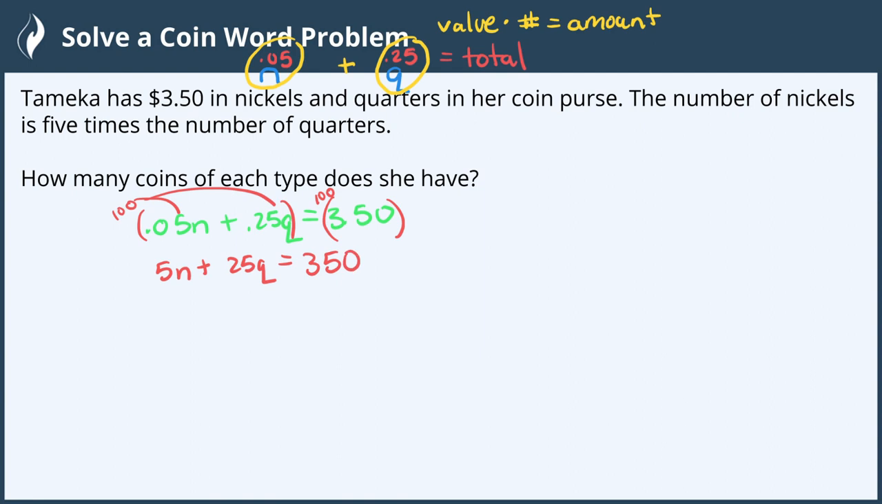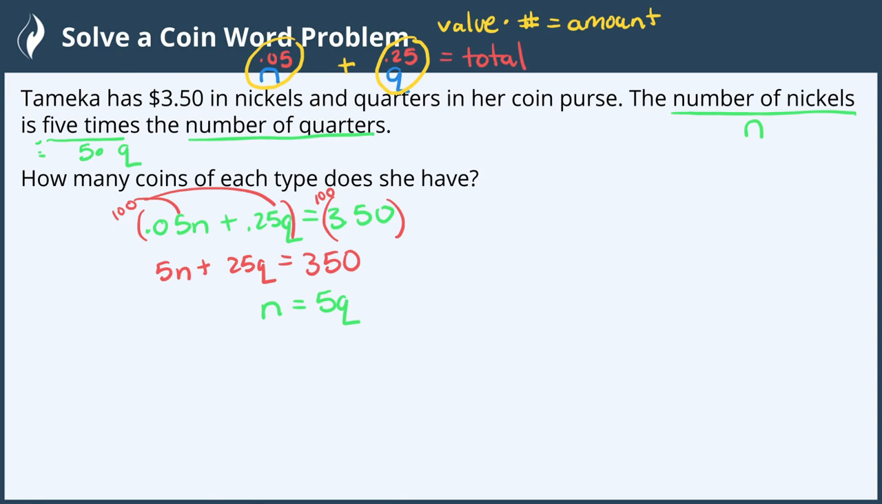Now let's read the second sentence for our second equation. The number of nickels, which we chose N to represent, translates to N. "Is" translates to equals. 5 times is 5 being multiplied by the number of quarters, which we chose Q to represent. So we have our second equation, N equals 5Q.